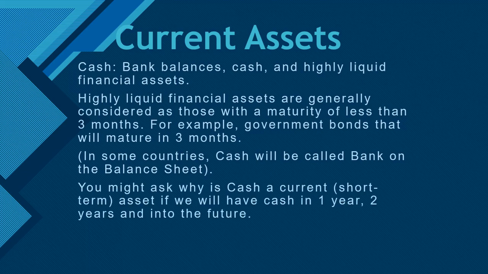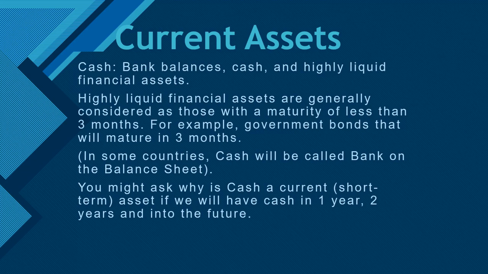Now, you might ask, why is cash a current short-term asset? We will have cash in 1 year, 2 years, 3 years. In the future, we will always have cash. So why is cash not a long-term asset? Why do we consider it current and not non-current?